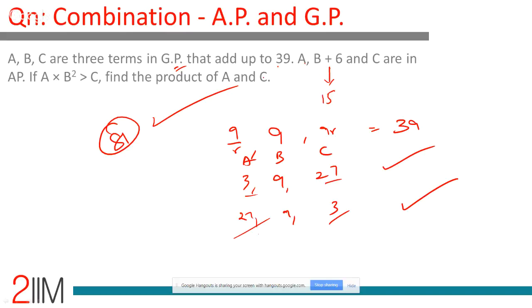In both cases, A into B square is greater than C. Both are possible. What is A into C? 3 into 27 or 27 into 3. Both cases 81. Done. Going off. Find the product of A and C.